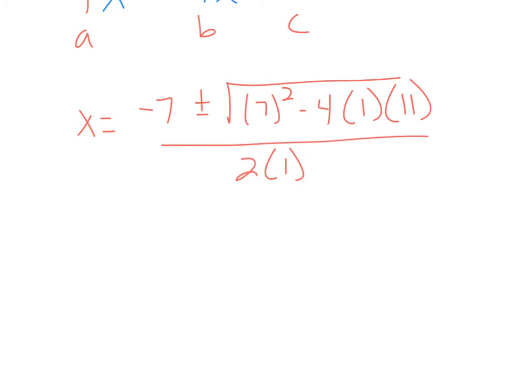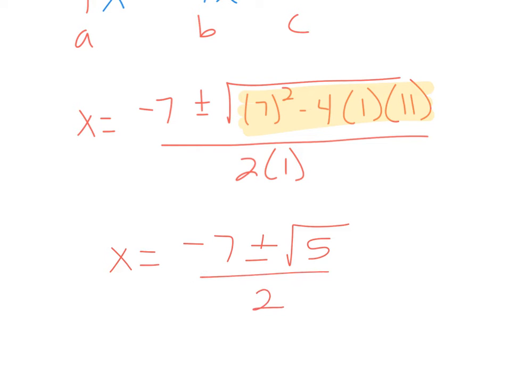Okay, and let's go ahead now and type this into our calculator. So I get 7 squared minus 4 times 1 times 11. All right, I ended up with a 5 there. So x equals negative 7 plus or minus the square root of 5 divided by 2.